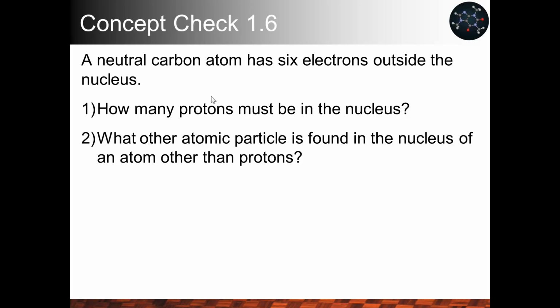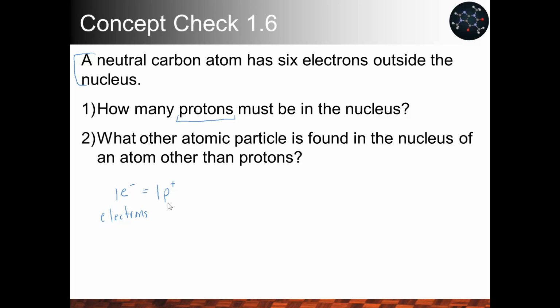So let's think about this. If we have a neutral carbon, that means it doesn't have a net positive or negative charge to it, that particular atom. And it has 6 electrons outside the nucleus that we can detect somehow. How many positive protons must we have in there? And I'll tell you this. 1 electron is as negative as 1 proton is positive. And here's our little symbology that you'll see is a lowercase e with a negative superscript. That's an electron. That's how we're going to refer to electrons.